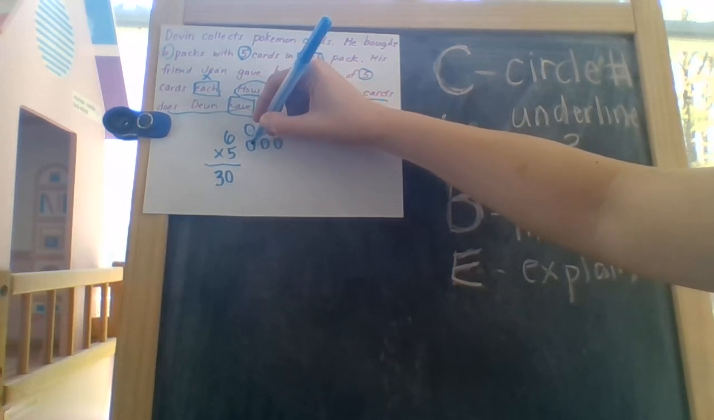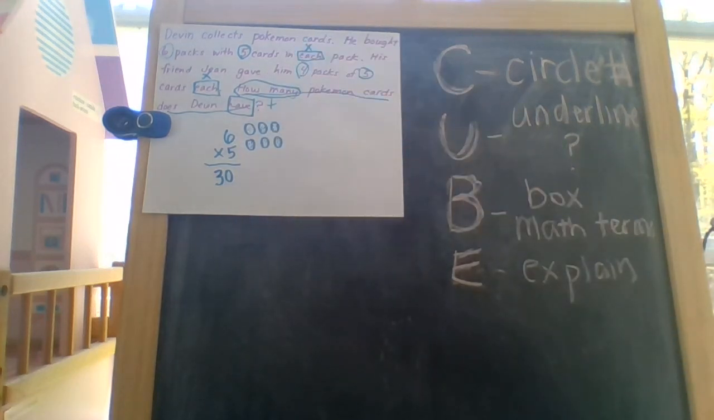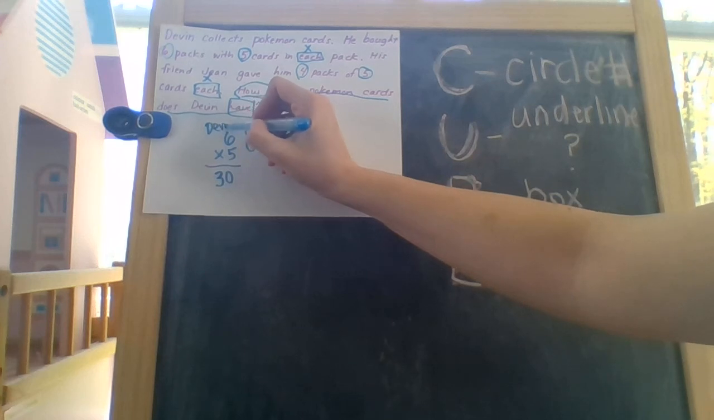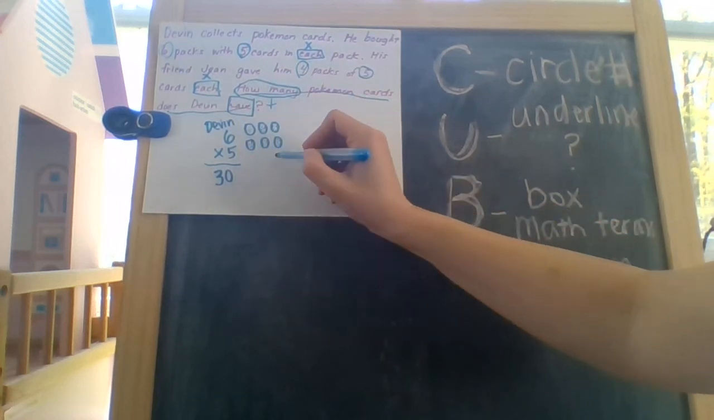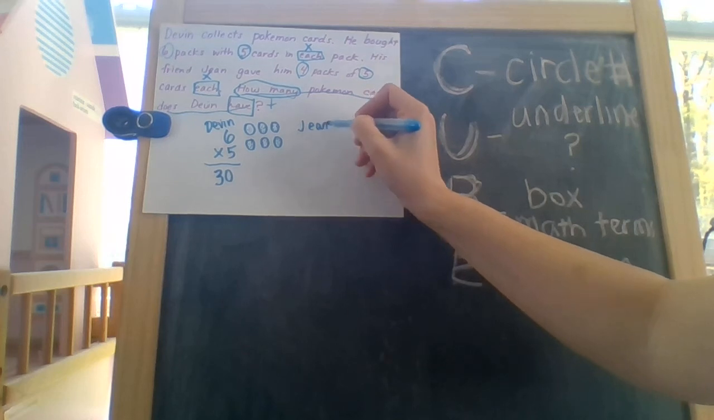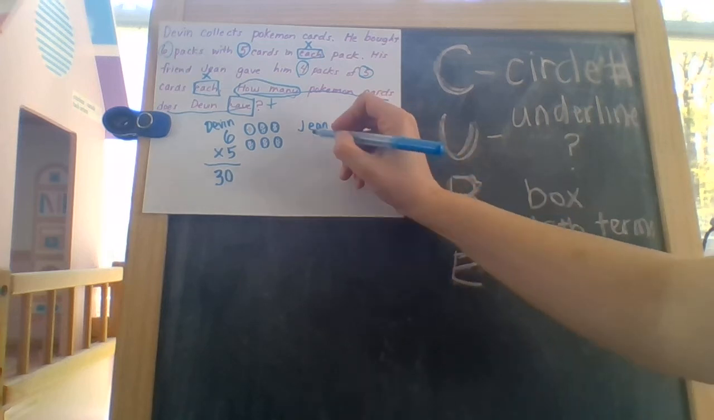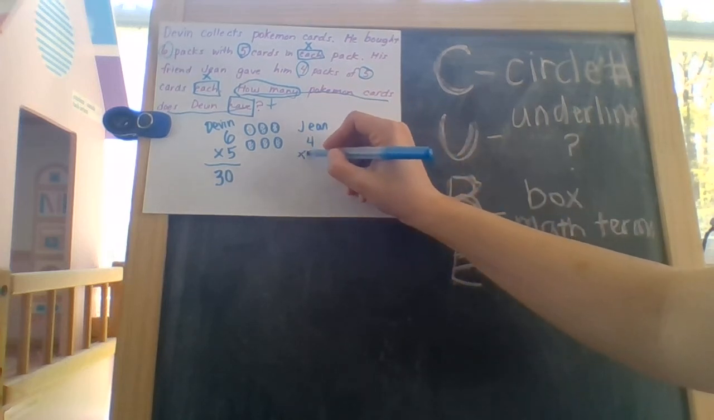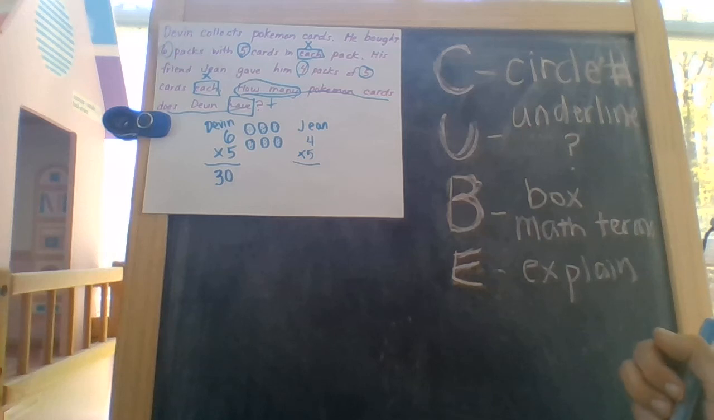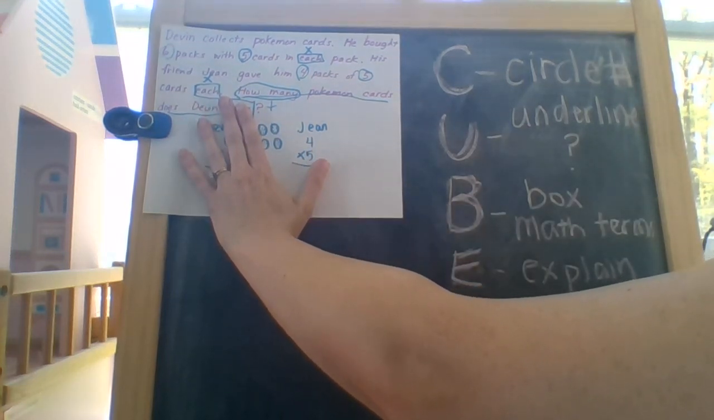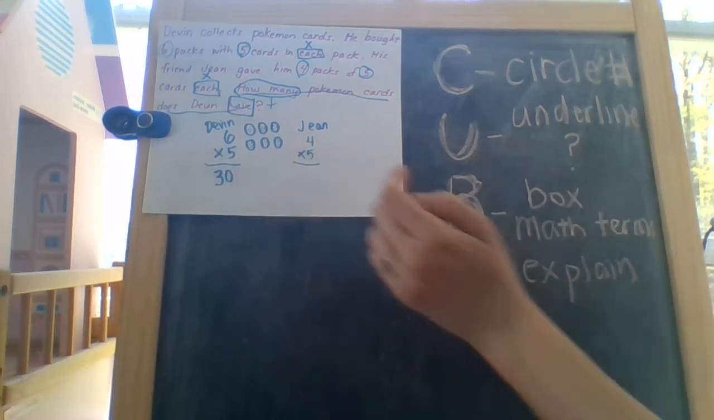You could draw an array. Lots of things that you can do. All right. Then, so that's how many cards Devin bought. Now I'm going to find out how many cards Jean gave him in those packs. He gave him 4 packs, and they also were packs of 5. So I can use the same picture I already drew if I think about it. I already have those 4 circled with 5 in each. 5, 10, 15, 20.